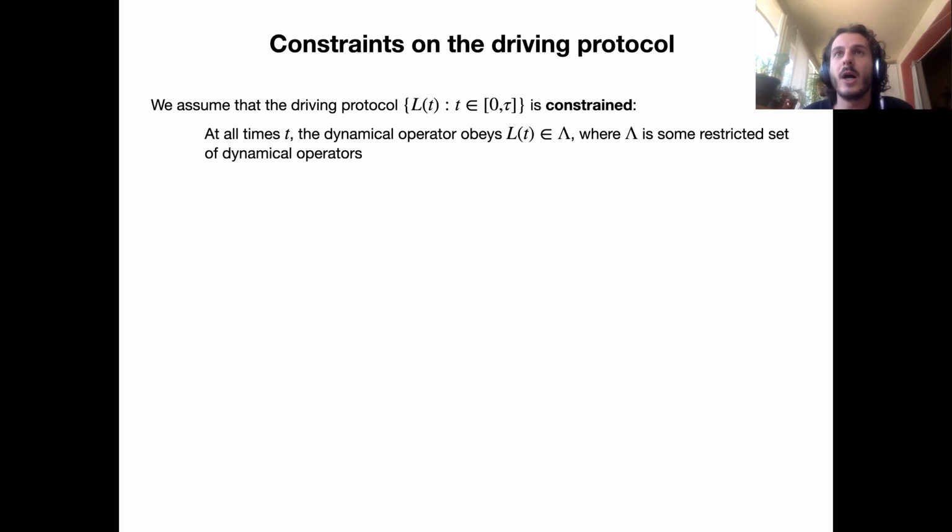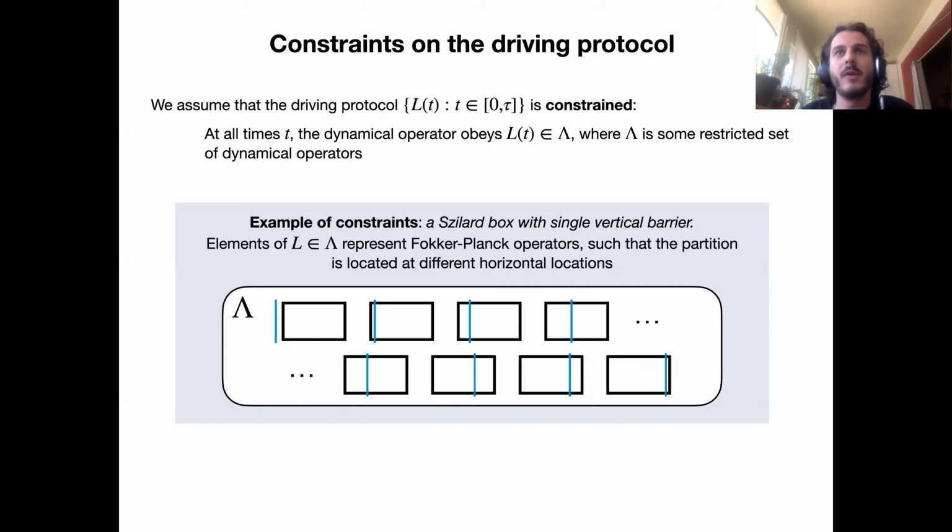So for example, for the Szilard box I talked about previously, the elements of lambda, the dynamical operators, would be different Fokker-Planck operators corresponding to locating the vertical barrier at different horizontal locations. So the horizontal location would specify a particular energy function, and then we would have a diffusion term in addition to that, and that would be one particular element of lambda. For a discrete state system, lambda would be just the set of rate matrices that we are allowed to use, whatever those are. Okay, notice we don't think of constraints here in some other ways that people have thought of constraints, such as things like finite time.